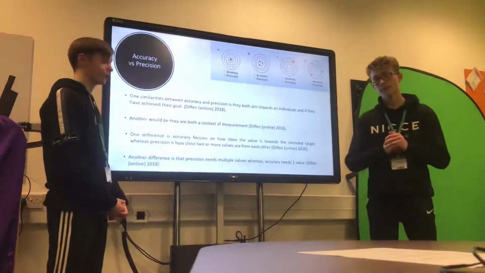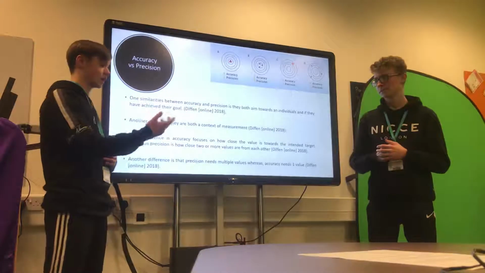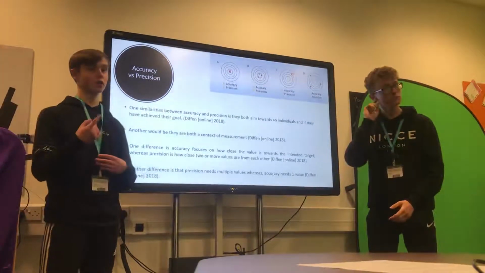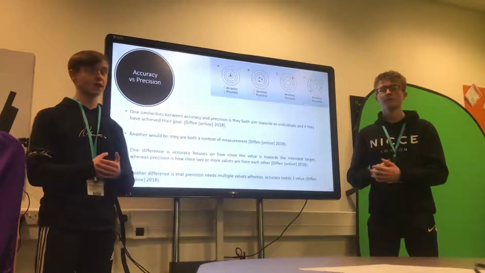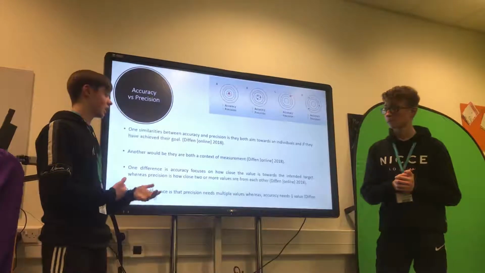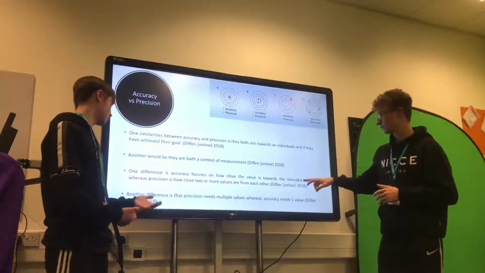And another difference is that precision needs multiple values, whereas accuracy only needs one. So like the scenario we were saying, that Suarez was taking 3 shots, but if he only took 1 shot and it was in the top right, yes, he would be accurate, but he wouldn't be precise because we don't know any other values. That's why he needs to take 3 shots to gain those values and become precise.